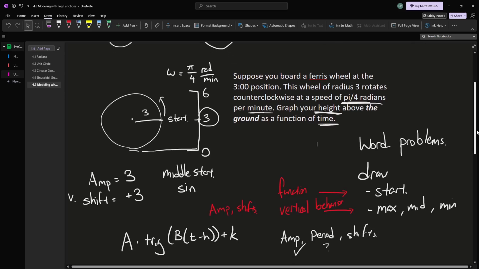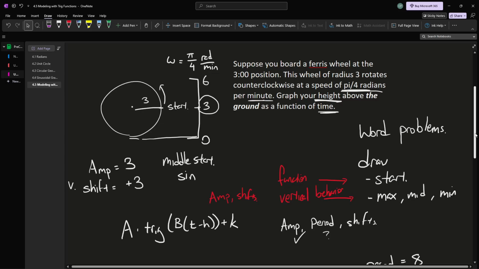Next, the max, middle, and min tell me my amplitude and my vertical shift, because vertical shift relates directly to the middle. If my middle is 3, I must go up 3. The distance from my middle to my end is my amplitude, so it's 3 as well. That gives me a lot of information.